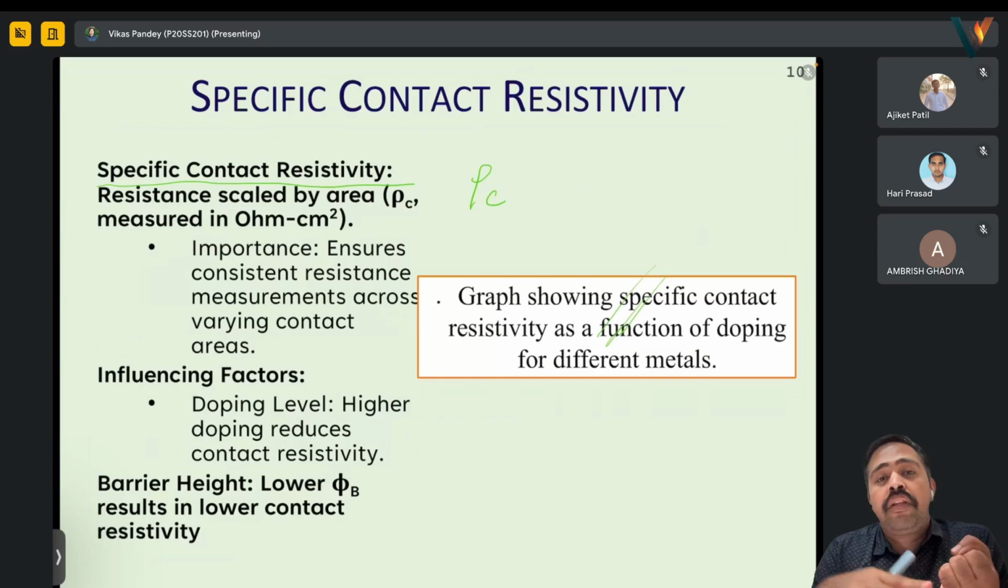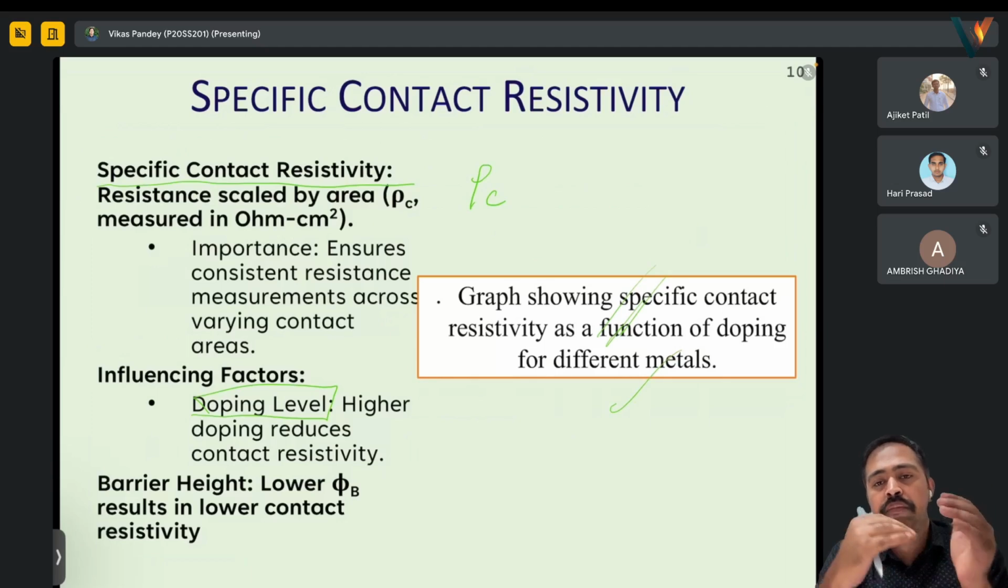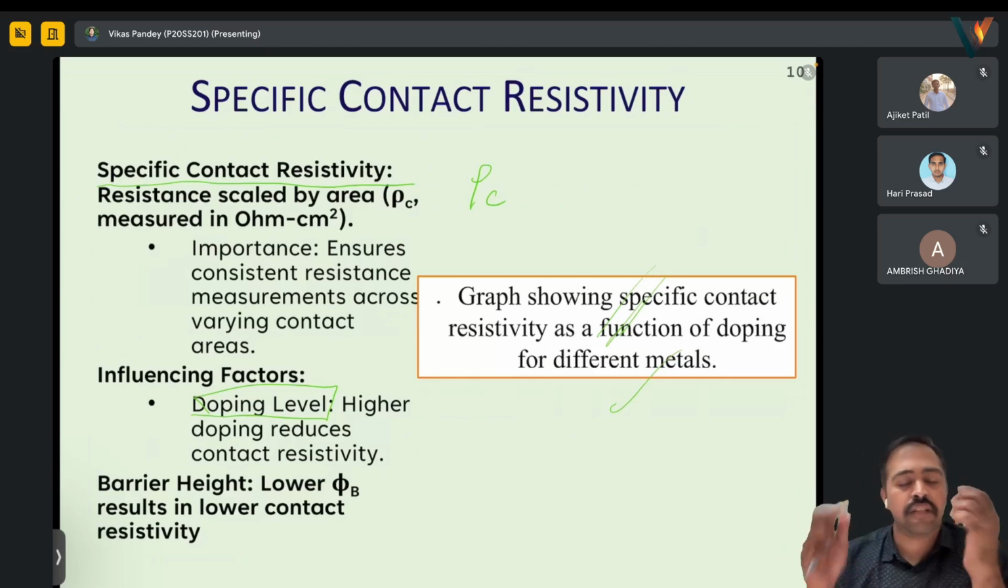And what defines it? It is influenced by doping level. Higher doping, that means higher electron flow, will have reduced contact resistivity. And barrier height will also have an influence. Lower phi b results in lower contact resistivity. This graph I will put, that is the function of doping for different metals, how it changes.